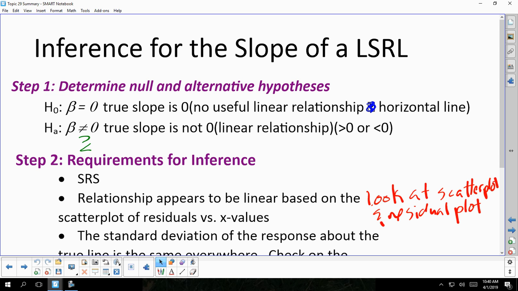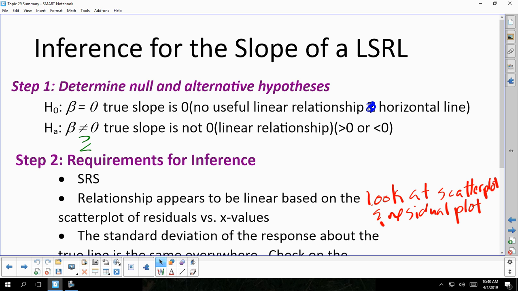And what we want to test about the slope is that the slope is not a horizontal line, which would give us no information. It means x is not useful at predicting y at all if we have a horizontal line. So we want to test whether we have a negative relationship, a positive relationship, or we can use the two-sided test, the not equal to, to see if there's just a relationship, period, between the two variables.